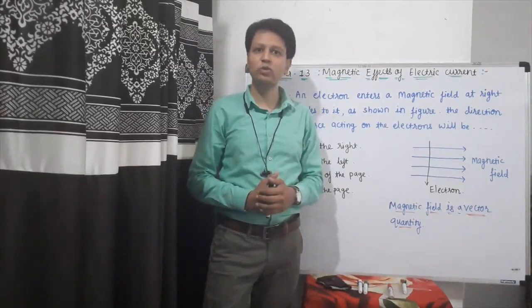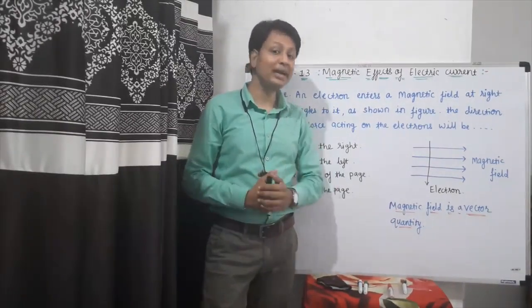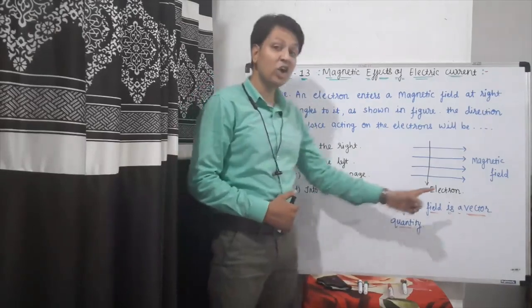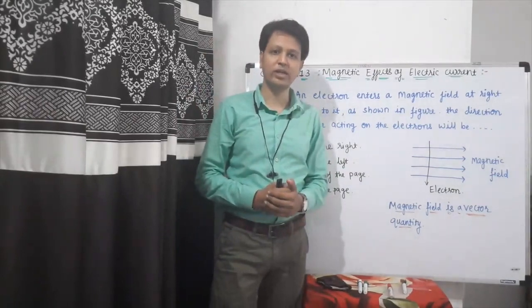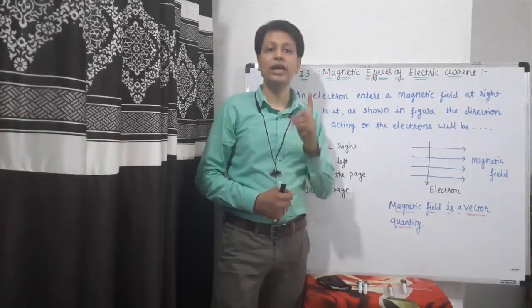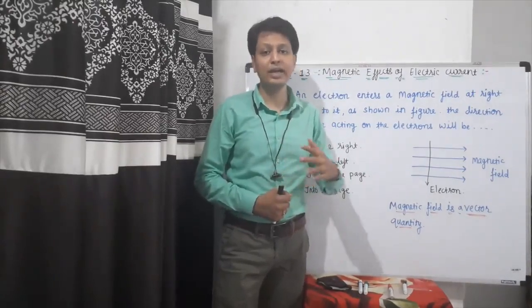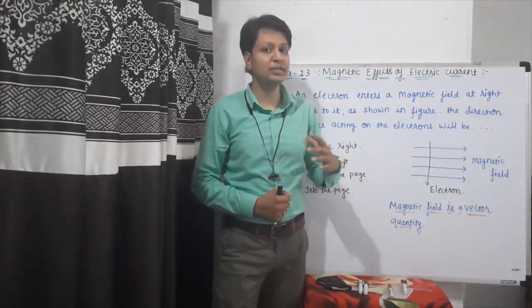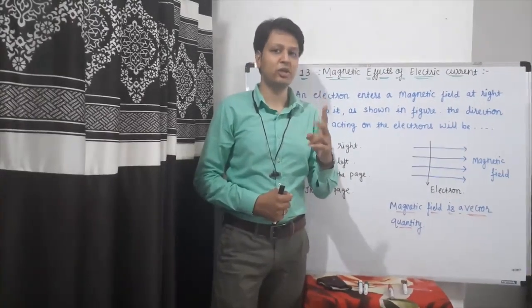But before going through the left-hand rule, I would like to tell you one thing: magnetic field is a vector quantity. Yes, magnetic field is a vector quantity. Magnetic field represents magnitude as well as direction. I would like to repeat, magnetic field can be represented by two things, that is magnitude as well as direction.